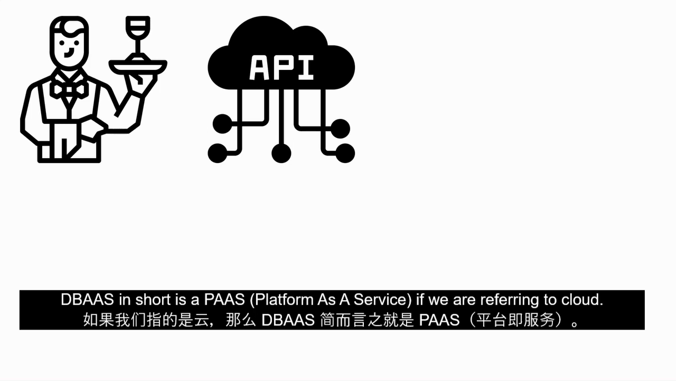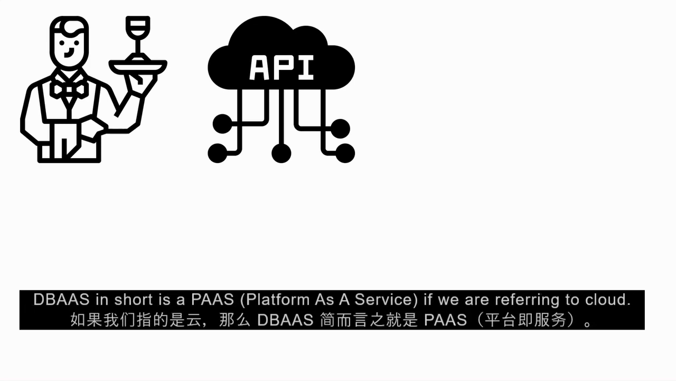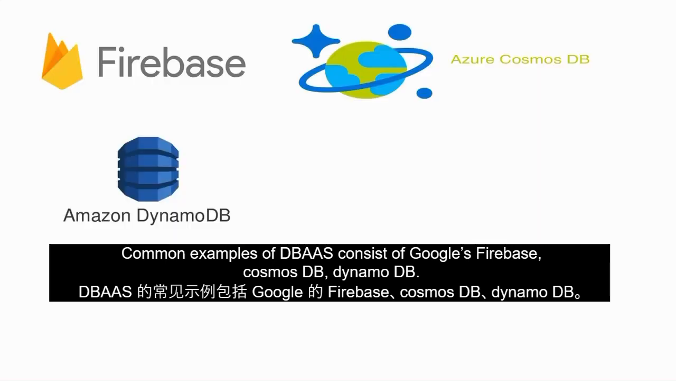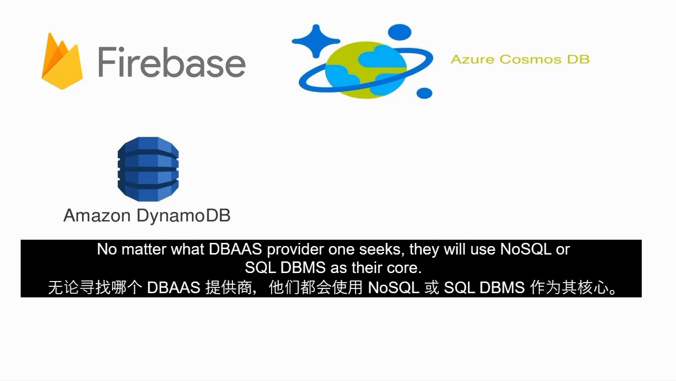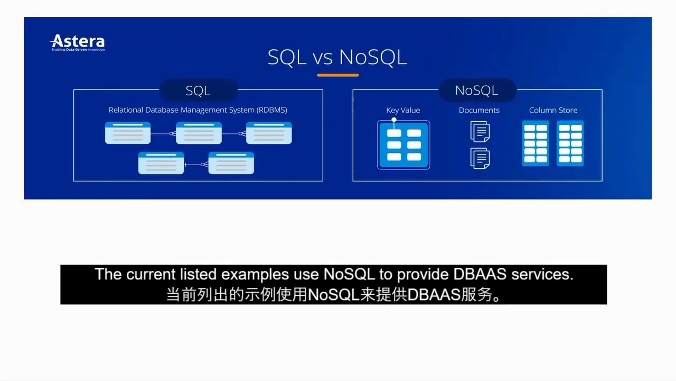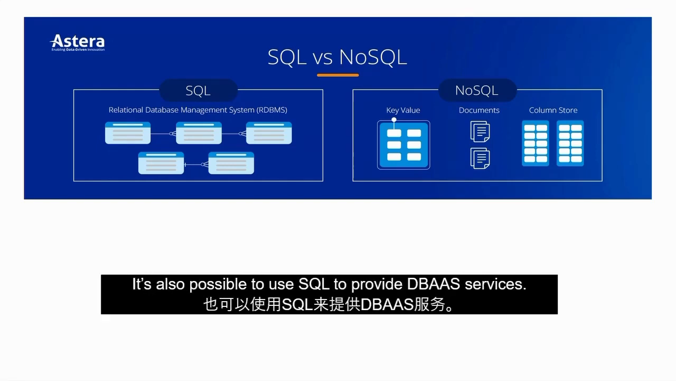DBAAS in short is a PAAS, Platform as a Service if we are referring to cloud. Common examples of DBAAS consist of Google's Firebase, Cosmos DB, DynamoDB. No matter what DBAAS provider seeks, they will use NoSQL or SQL DBMS as their core. The current listed examples use NoSQL to provide DBAAS services. It is also possible to use SQL to provide DBAAS services.